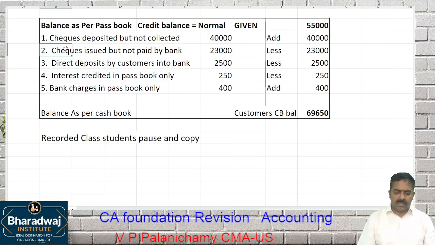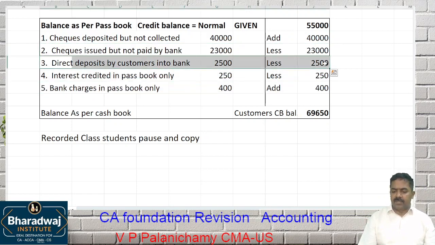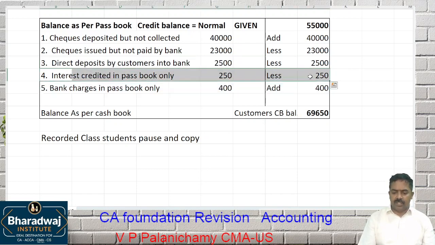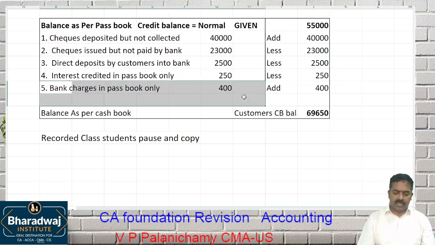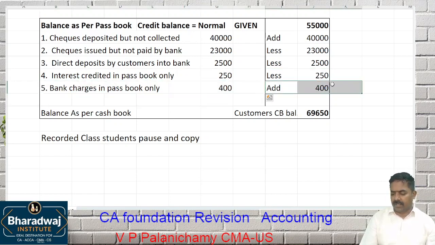Checks issued, customer has deducted. So let us also deduct it. Direct deposit by customers into bank account. Okay, so let us also reduce it. Interest credited in passbook only. Okay, we have added, customer has not added, so reduce it. Bank charges we deducted, but the customer did not deduct, so add back.